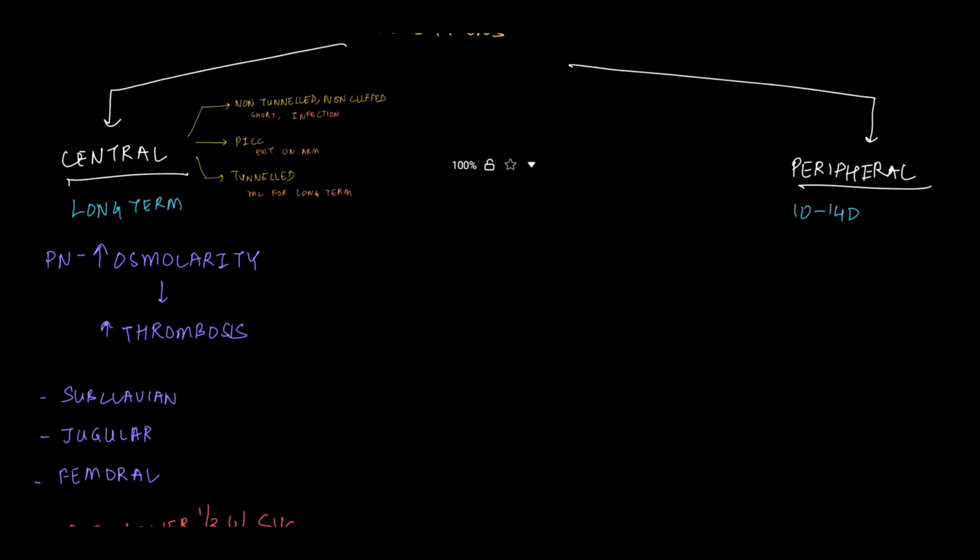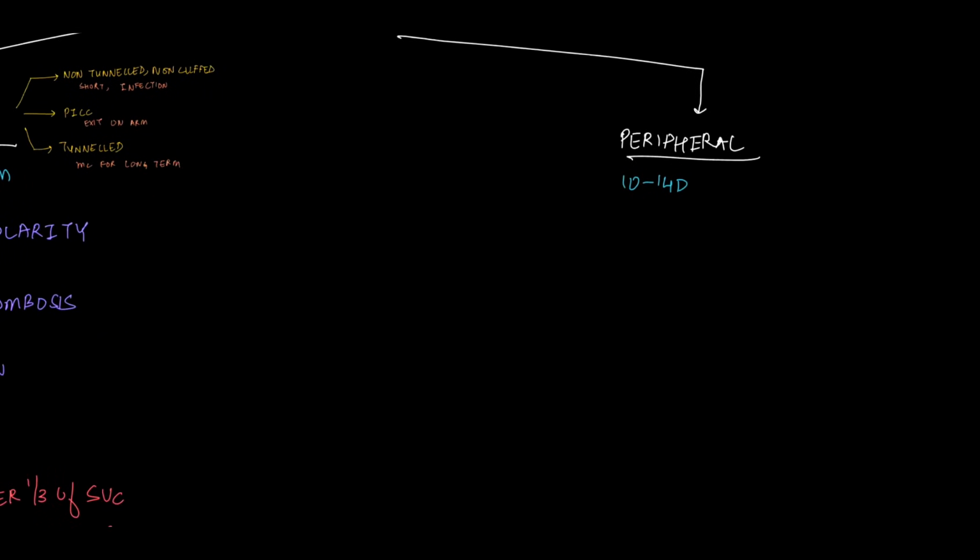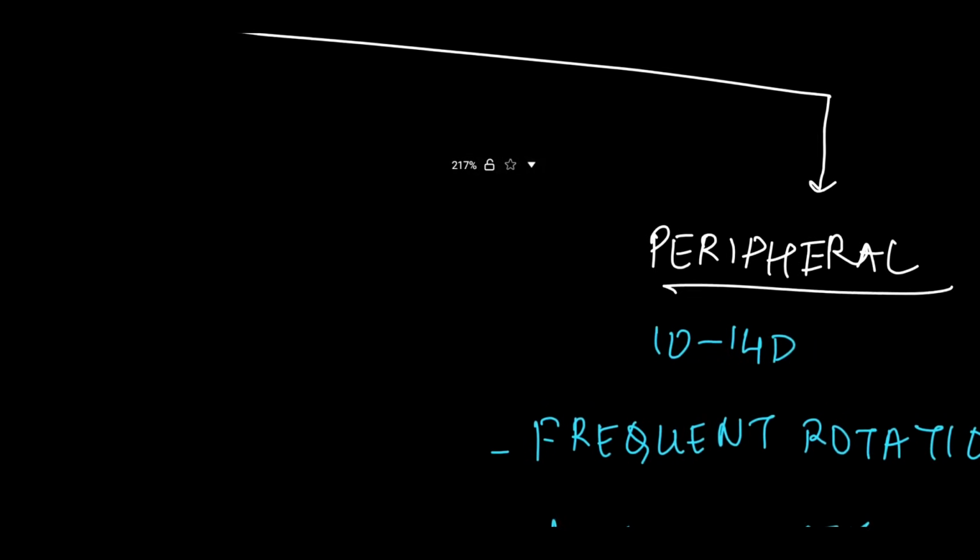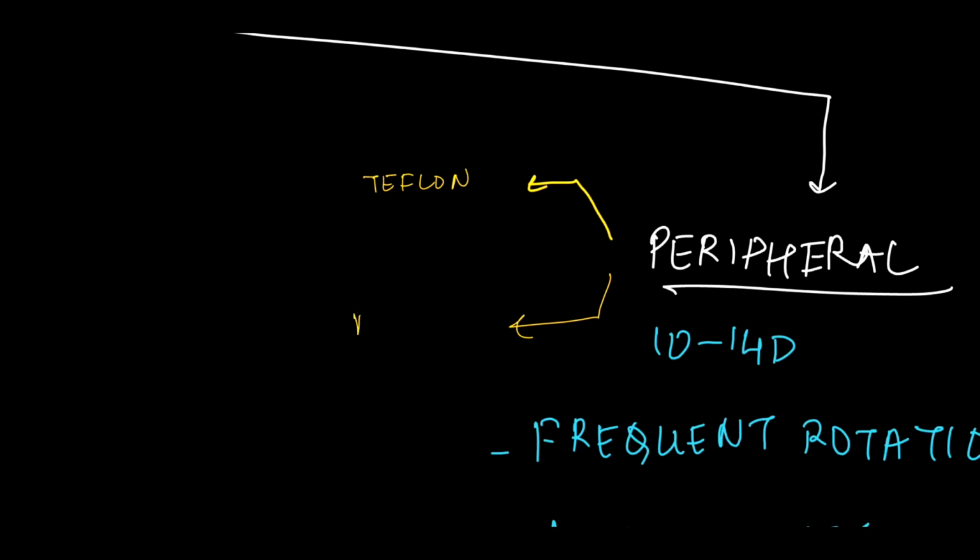So next, moving on to the peripheral venous access. One thing to note is that they require frequent rotation due to thrombosis. And second, the fluid should be of lower osmolarity. Next, coming on to the types of peripheral catheters. So we can have a Teflon catheter and we can have midlines.